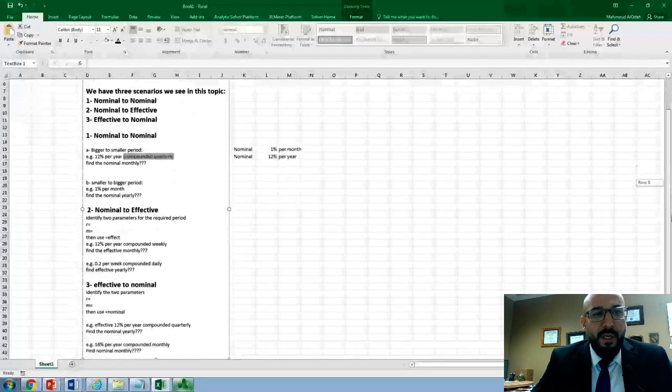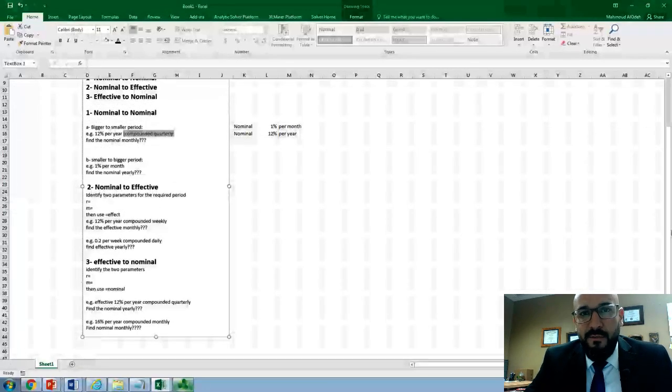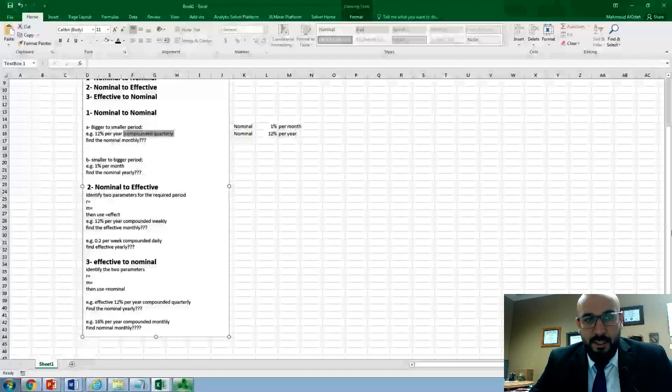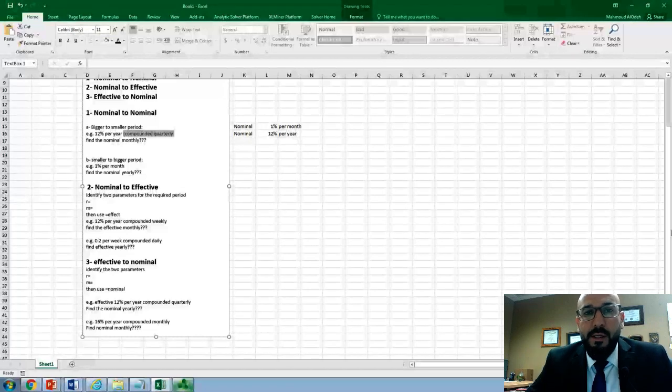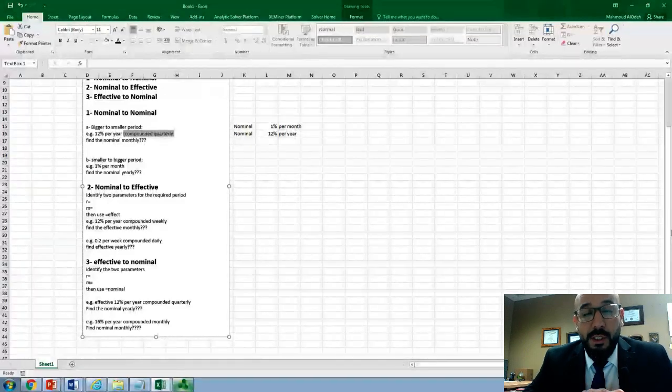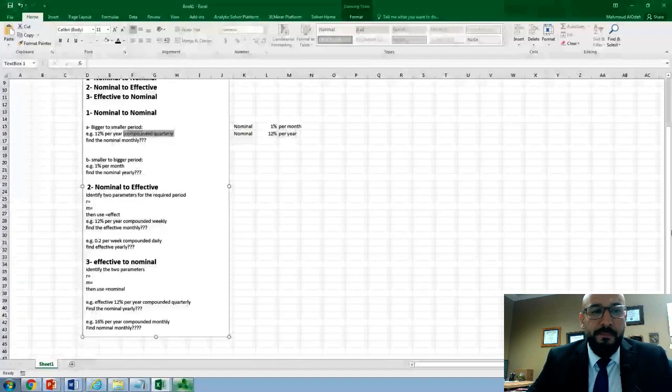Now, next, nominal to effective interest rate. In this case, we identify two parameters, R and M. R is the nominal interest rate per the required period. And M is the answer for this question: how often the interest rate is charged per that period.